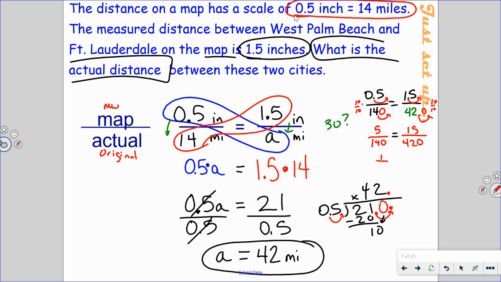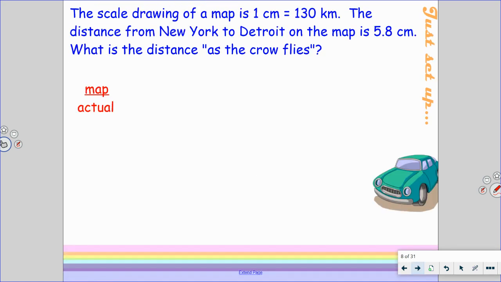5 over 40 reduces to 1 over 28. 15 over 420, 1 over, yeah, it is the same. So you can always check yourself. Pause if you need. Go on back. Otherwise, we shall continue on with another example.